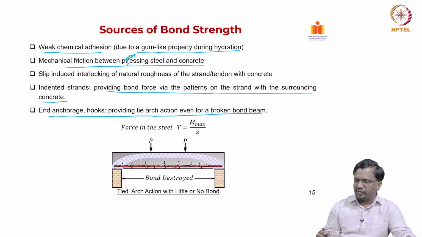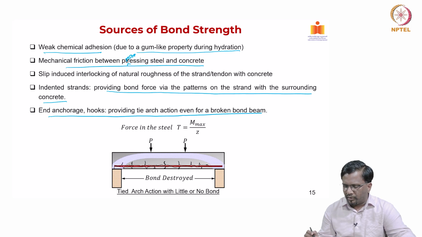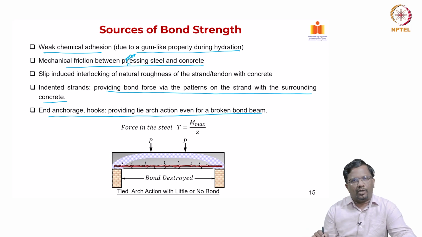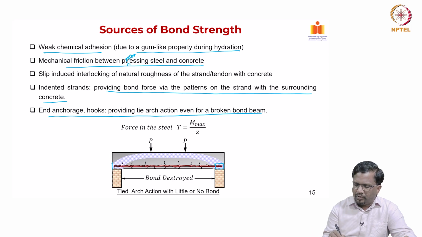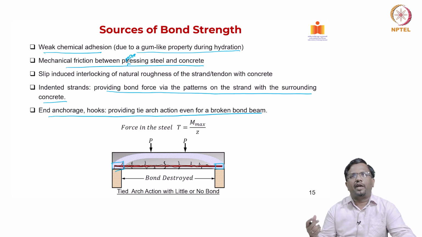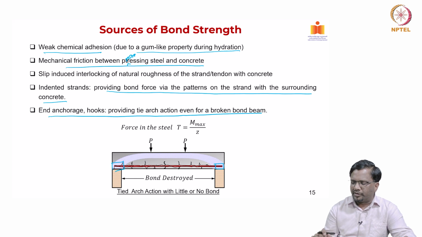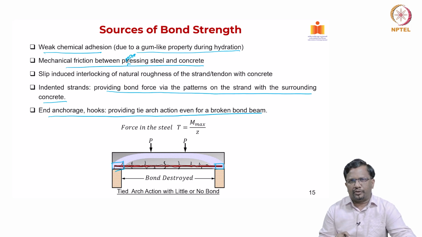Now, what is the force in the steel? For example, this is what we talked about. Even though bond is not there, still through tied arch action I can develop or resist the applied load. Okay. So, this was said, provided that at this location my steel is anchored really well. If it is not going to slip at the edge, then still I will be able to develop this tied arch mechanism for transferring the forces, right. So, that is also possible.